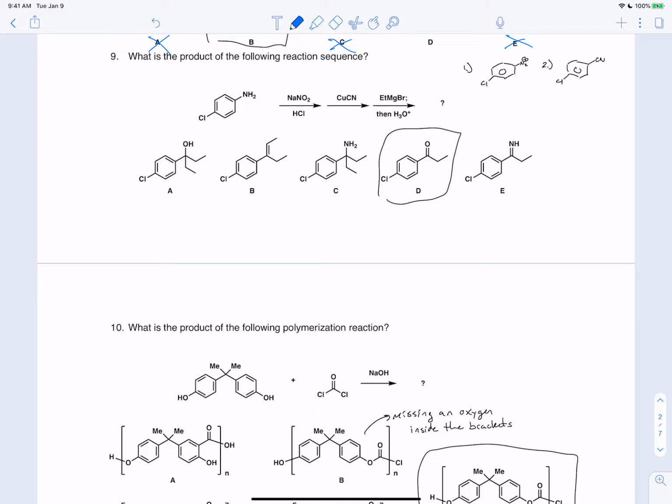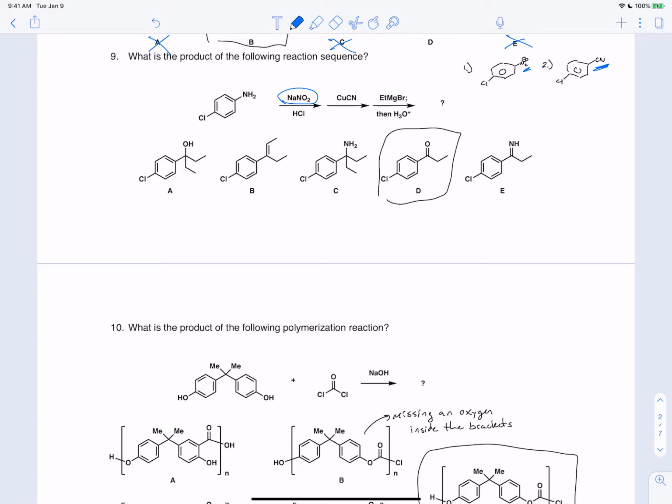Nine is interesting because it relies on some chemistry from topic 2. So we have diazonium formation with sodium nitrite. This makes the diazonium. Then we add in copper cyanide. So this is one of the cases where whatever's attached to copper gets put onto the ring. So we're able to make a nitrile.